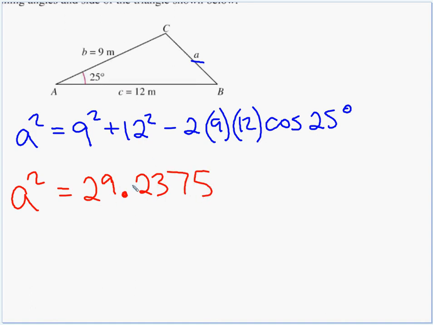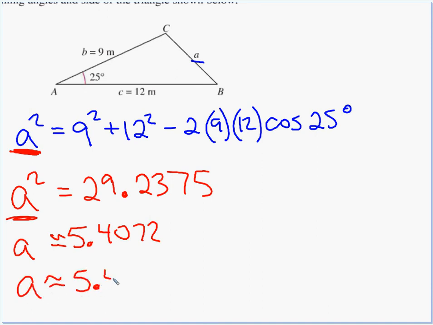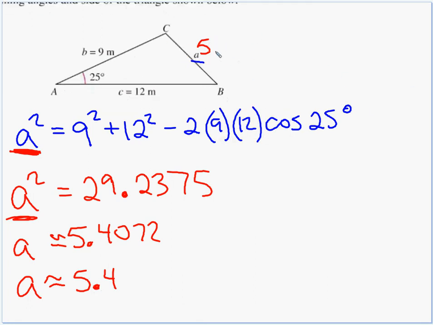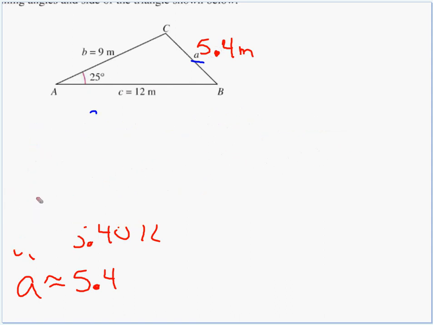People stop right here and put that in as the side length. Remember in law of cos, these are always squared. So this is a squared is equal to this. We got to hit the square root key. And we get A is approximately 5.4072. Let's just round that to about 5.4. So side A is 5.4. And I guess they did give us units here. 5.4 meters.